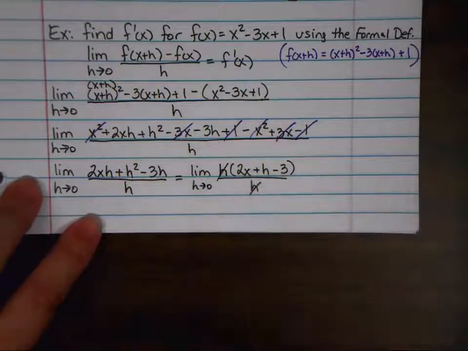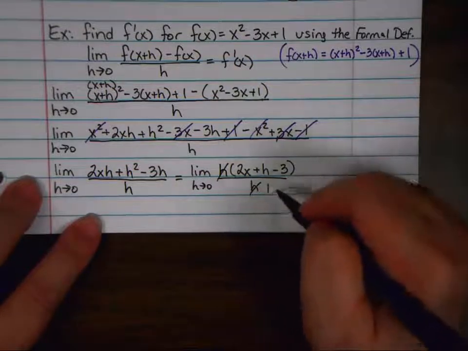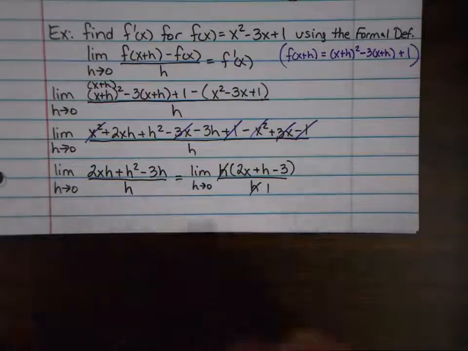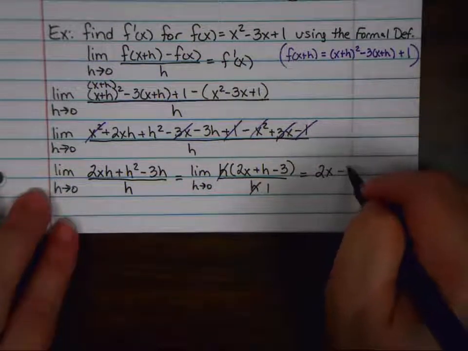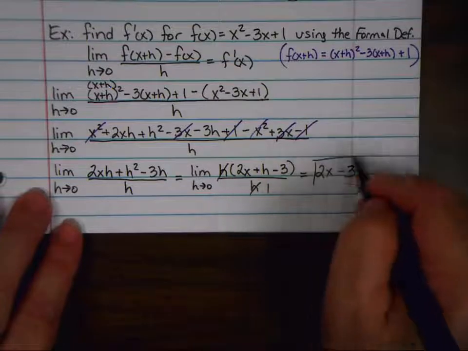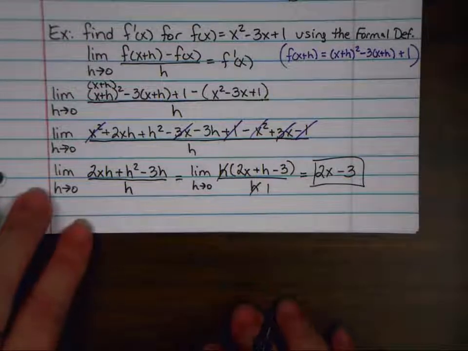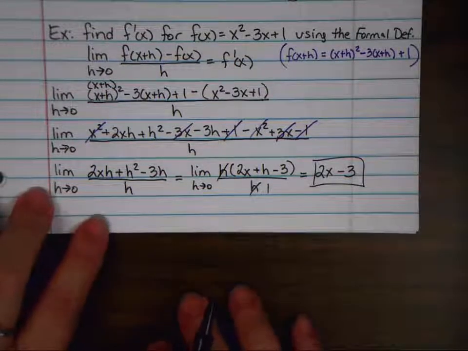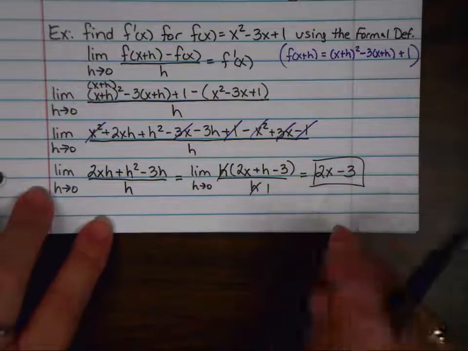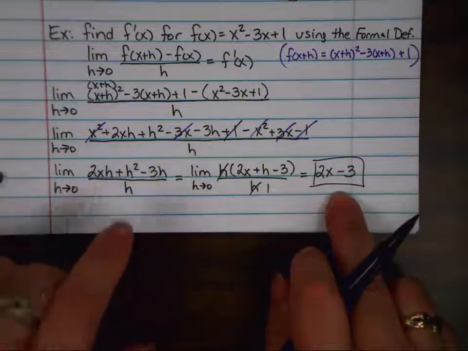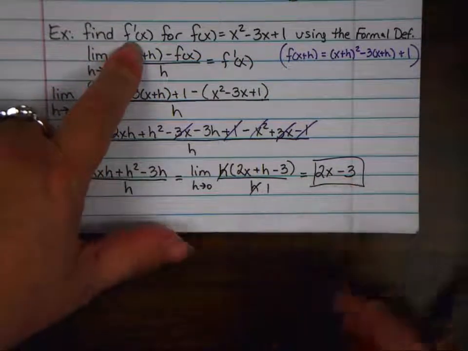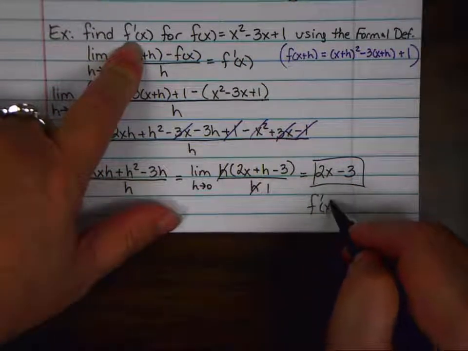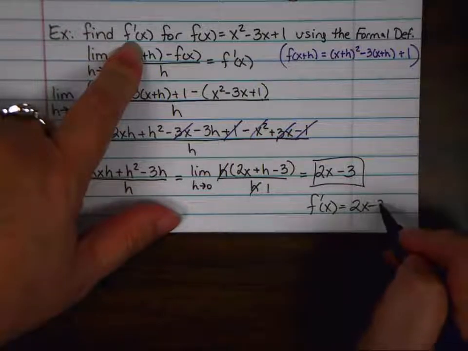Now, with what is left, can I safely plug in 0 for h? And the answer is yes, because the bottom is a 1. So my answer here is going to say 2x minus 3. Box that in. All of these problems are actually going to have two boxed answers. They're going to have this, and then I want you to write an equation of what you just found. Find f prime of x. That's what this is. So below it, I want you to write f prime of x equals 2x minus 3.